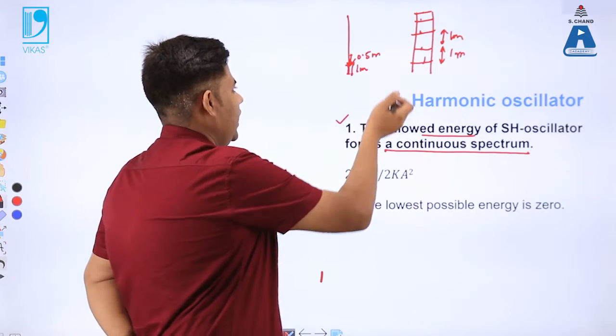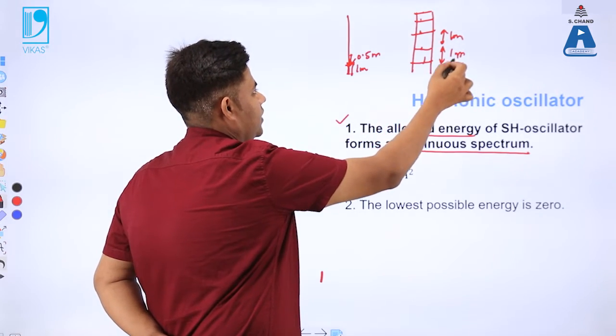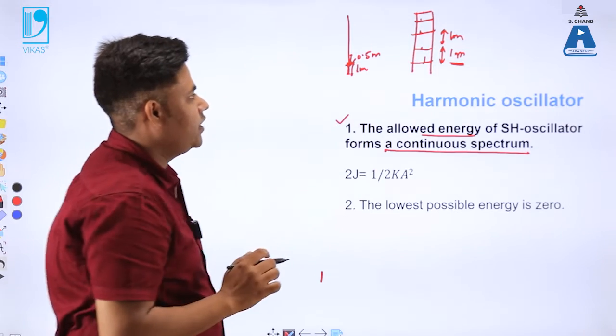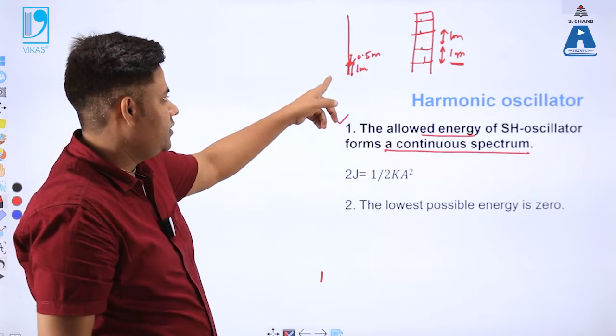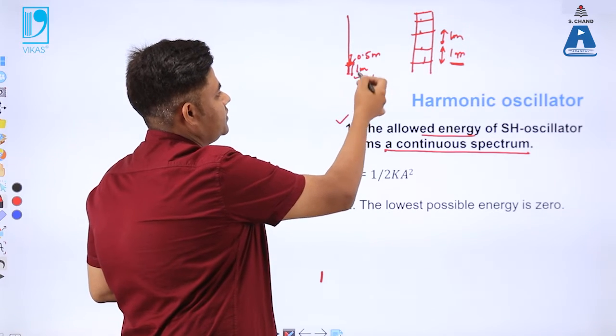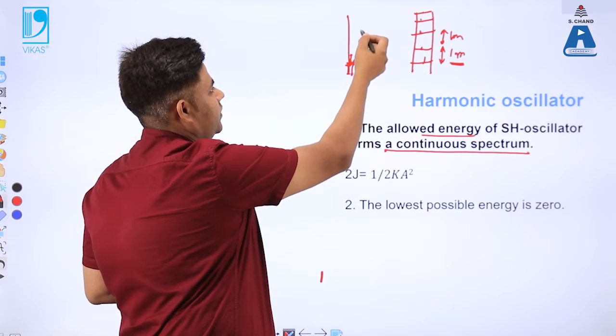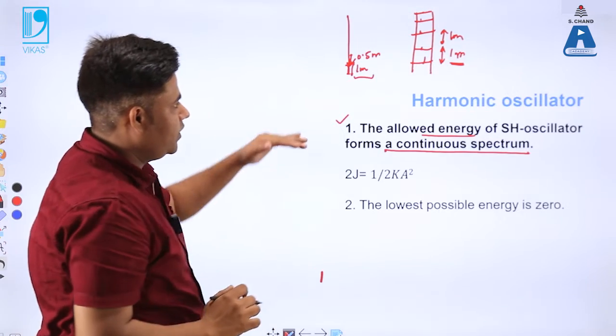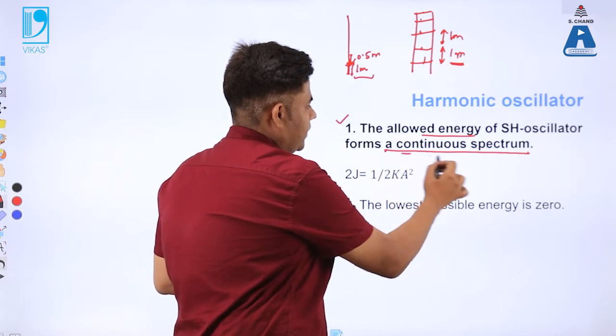I don't have any freedom to get that particular distance. So here in this system I have a freedom. I have a freedom of choosing the distances, let's say 1 meter or 0.5 meter or 1.5 meter. That particular system is called a continuous spectrum.